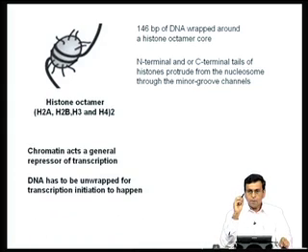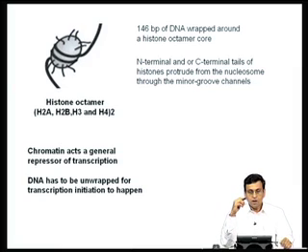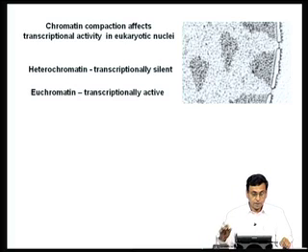So, remember, because the DNA is tightly wrapped around histones and organized in the form of chromatin, the chromatin actually acts as a general repressor of transcription, because the DNA is very nicely packaged with these histones. So, if transcription initiation has to happen, this DNA which is wrapped around the histones has to be unwrapped first. This is the first step that has to happen.